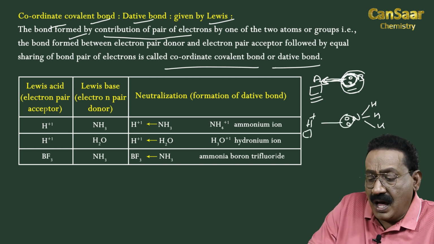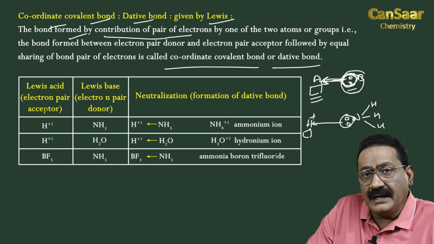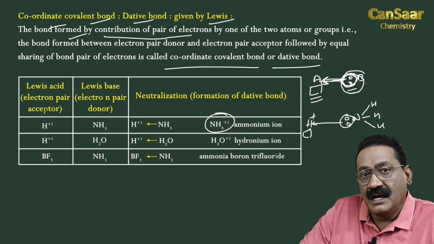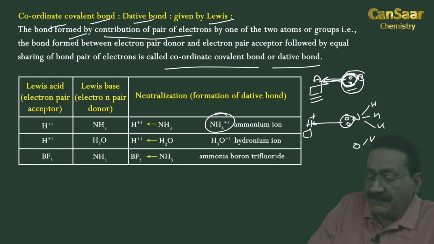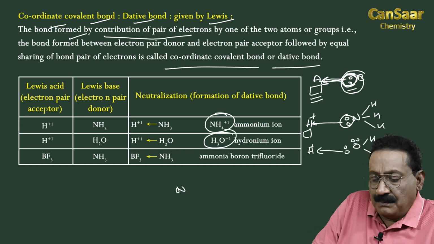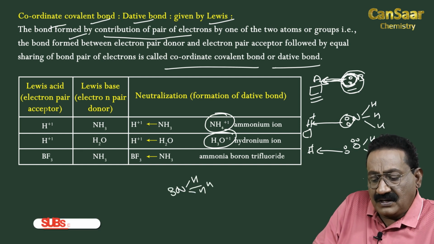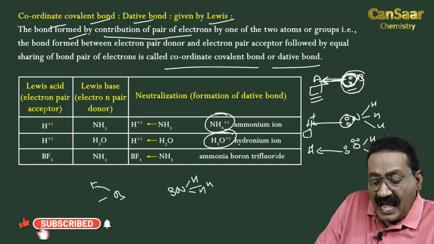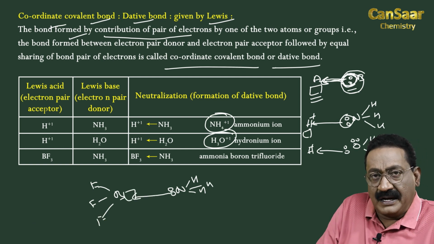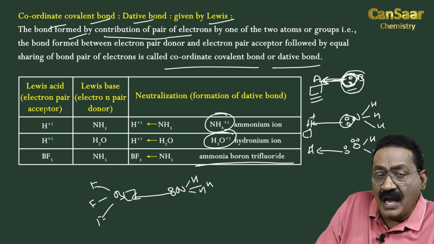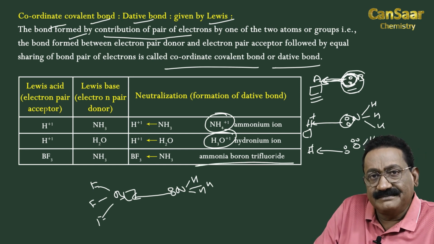So, electron pair donor, electron pair acceptor, coordinate covalent bond, that is the NH4+ ion. Ammonium ion is formed. Similarly, oxygen, after formation of 2 bonds, that is the water molecule, here oxygen has 2 lone pairs. It donates 1 lone pair to H+ ion, forming the hydronium ion. And ammonia has a lone pair of electrons, and boron has a vacant orbital, hence electron pair donor, electron pair acceptor, forming ammonia boron trifluoride.